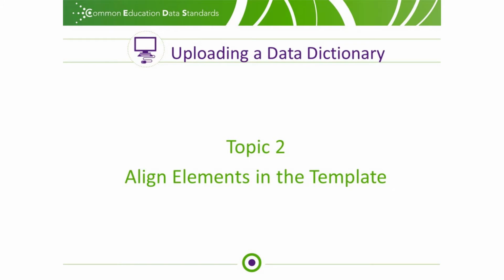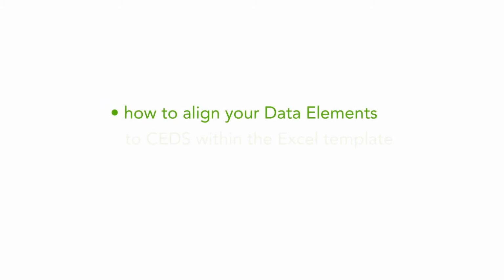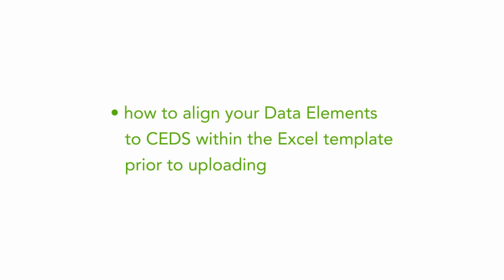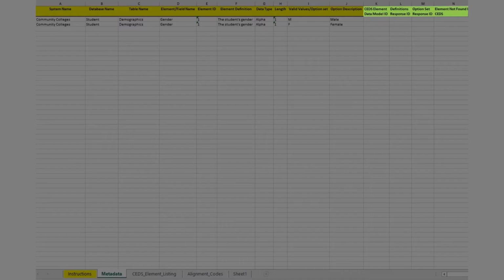Align elements in the template. Topic 2. This section will explain how to align your data elements to CEDS within the Excel template prior to uploading. If you do not wish to align your data dictionary in the template, you can save the completed template and upload it to the tool, as described in the next topic. However, if you want to align your elements to CEDS prior to uploading, you will use the last 4 columns on the Metadata tab.